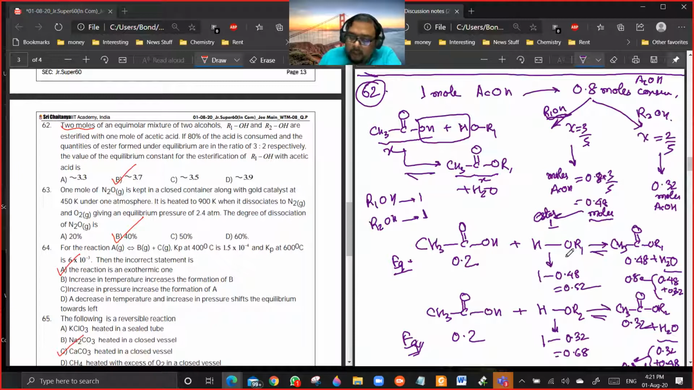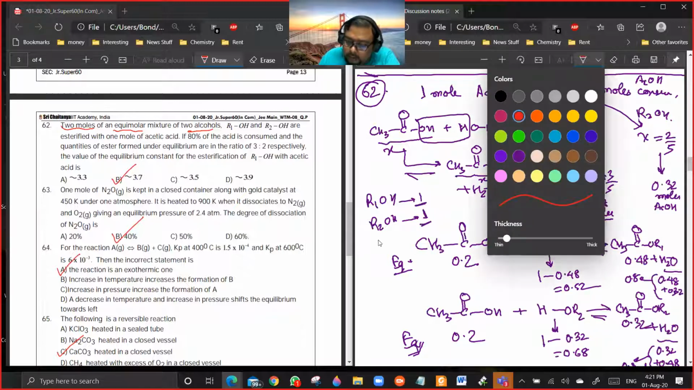Okay, yeah. You see, it is given that you are having an equimolar mixture of alcohols, and you have 2 moles of alcohol mixture. So equimolar means both are half-half. So you have 1 mole of R1OH and 1 mole of R2OH. Are you getting my point up to this?